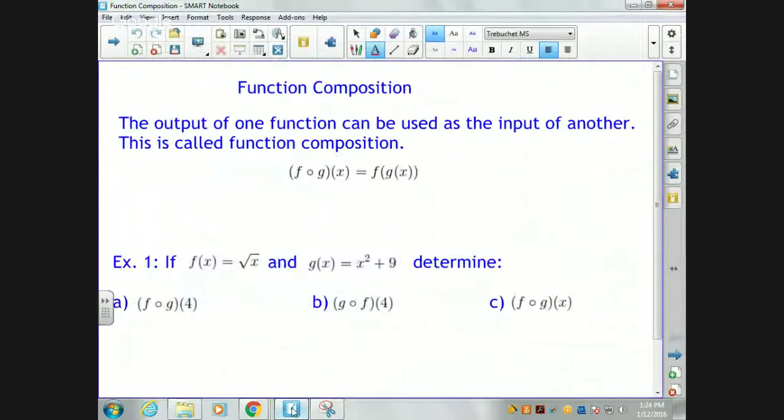Okay, so here we go. We're going to talk about function composition. Function composition is a little bit different than the last couple of days.